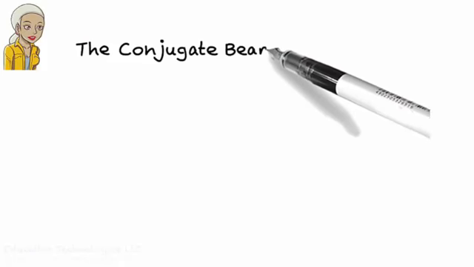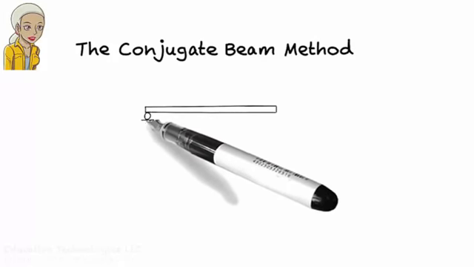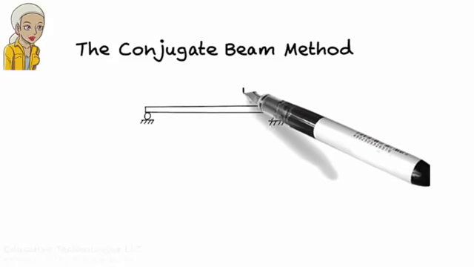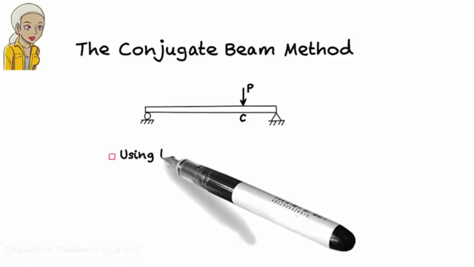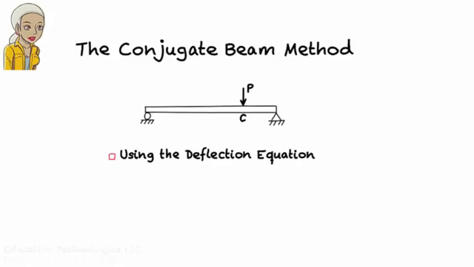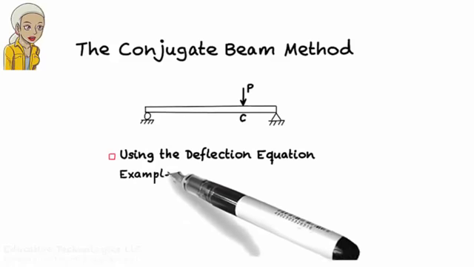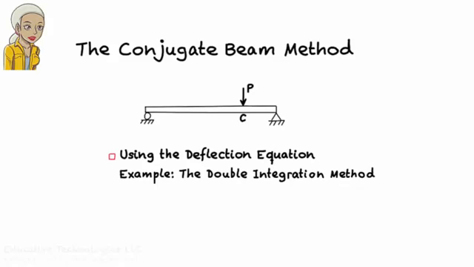The conjugate beam method. How would you go about determining the deflection in a beam at an arbitrary point? Say deflection at point C in this beam. One approach is to first derive an equation for deflection and then evaluate it at the point of interest. The double integration method, discussed in previous lectures, is an example of this approach.